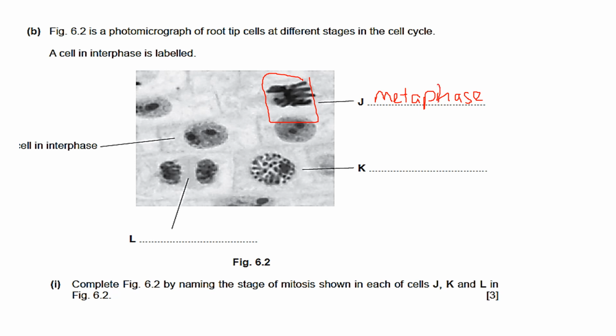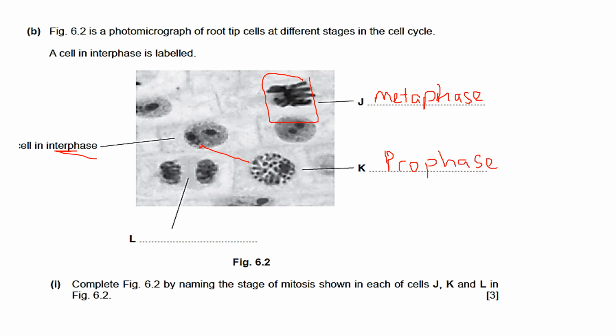And then K, you need to compare K to the one that's been labeled as the interphase cell. In the interphase cell, you can see that there are these cells here, but you can't really see much. Whereas when you look at K, it seems as though things are becoming a bit more dense and a bit more separated. So that might be the condensation of the chromosomes, or the chromatids. In this case, K would be prophase. That's a good way to think about it.